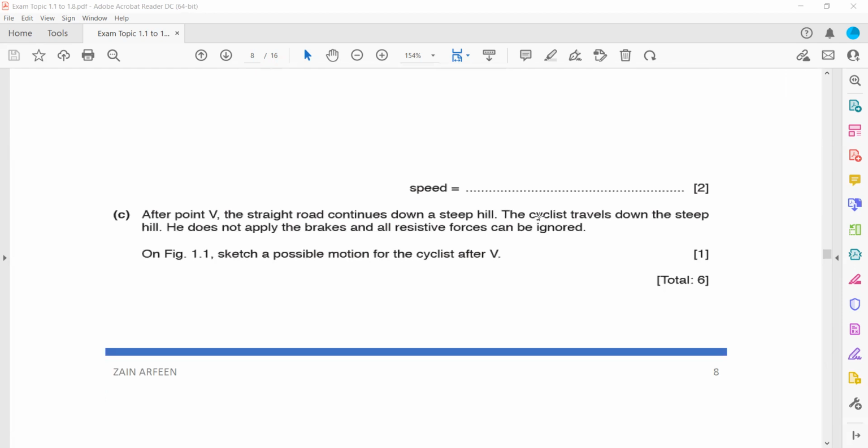Then after point V, the straight road continued down a steep hill. The cyclist traveled down the steep hill. He does not apply the brake, and all resistive force can be ignored. Look, when you're coming down the hill, naturally what happened? Your speed starts to increase. So when something is rolling down, the speed will increase. So we have to sketch a graph for an increase in speed.